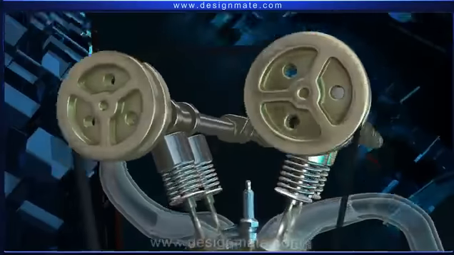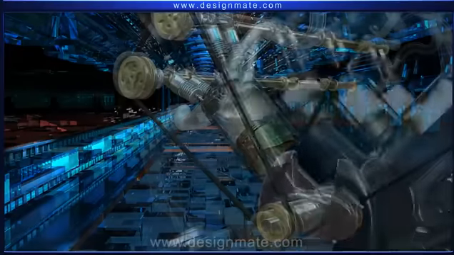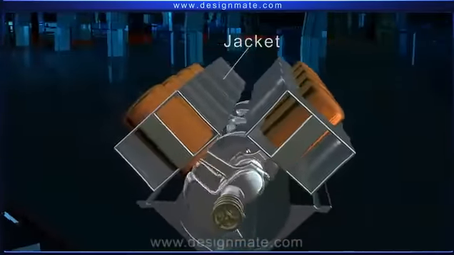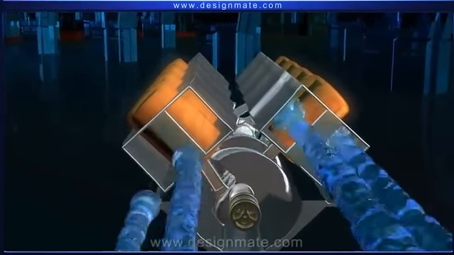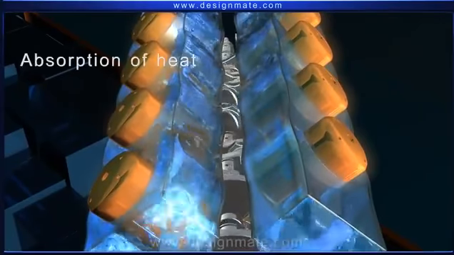Camshafts are connected by timing chain with the crankshaft to maintain synchronization between their motions. And a jacket surrounds the cylinder bank through which cold water is continuously circulated to absorb excess heat produced during combustion.